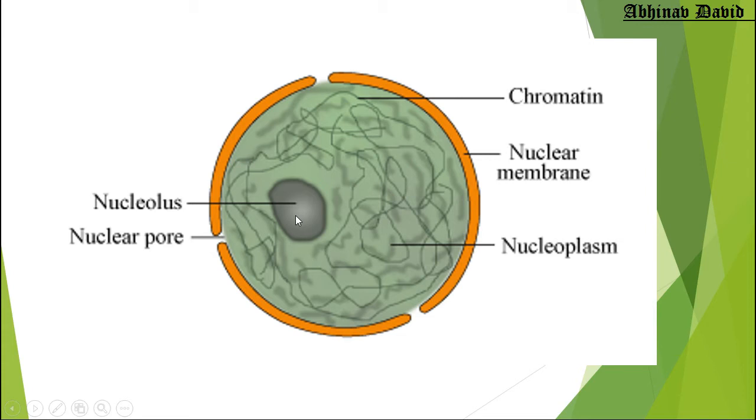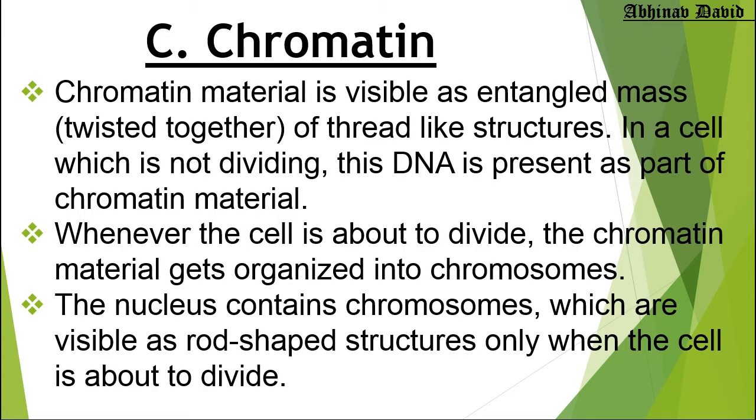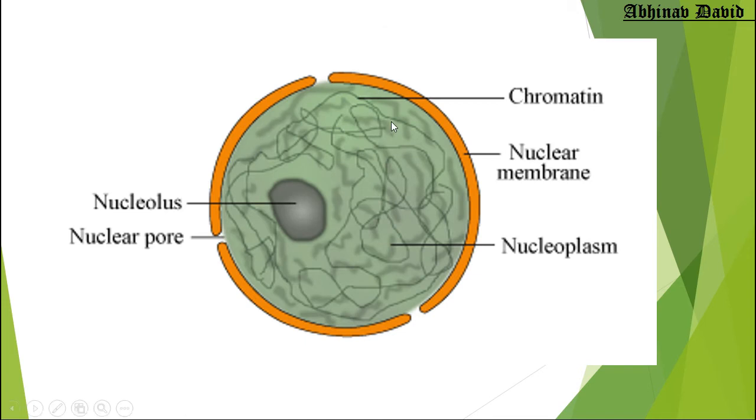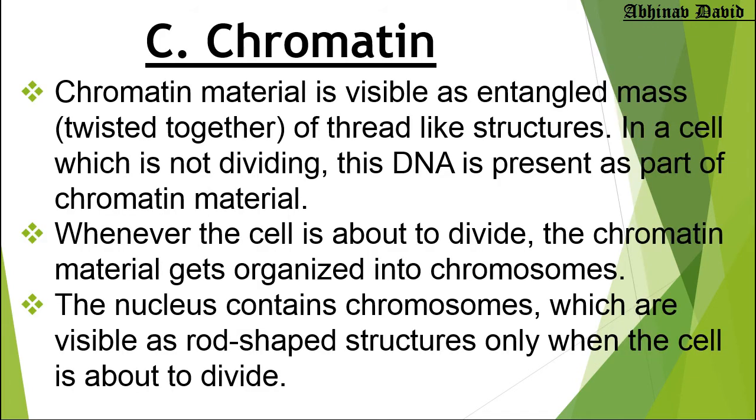Now let us move to the next part, that is a very important part called chromatin. Now what is chromatin? As you can see here in this diagram, the chromatin is a thread-like structure, and these thread-like structures are entangled. In your book the word entangled is given if you read your NCERT textbook. So entangled means twisted together. So these thread-like structures are twisted together to form a structure called chromatin. So chromatin material is visible, as you can see here, as an entangled mass or twisted thread-like structures.